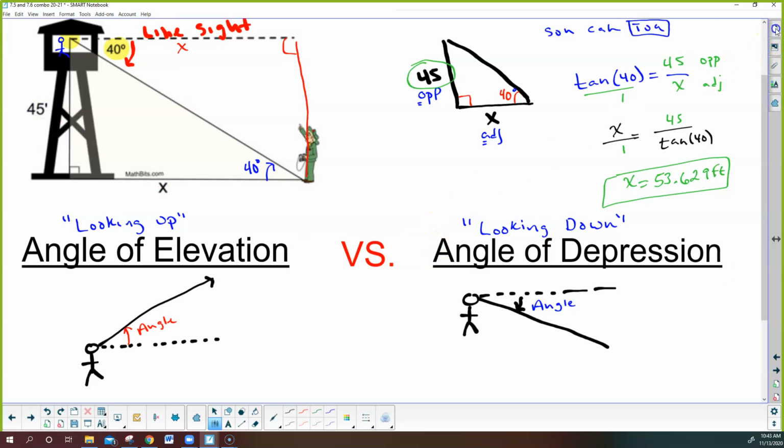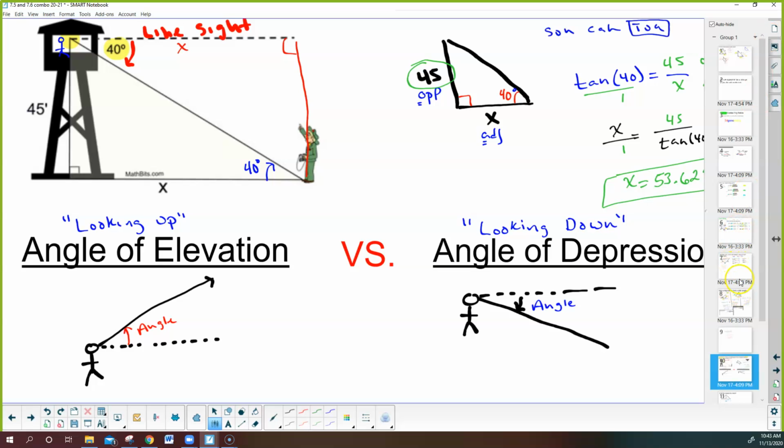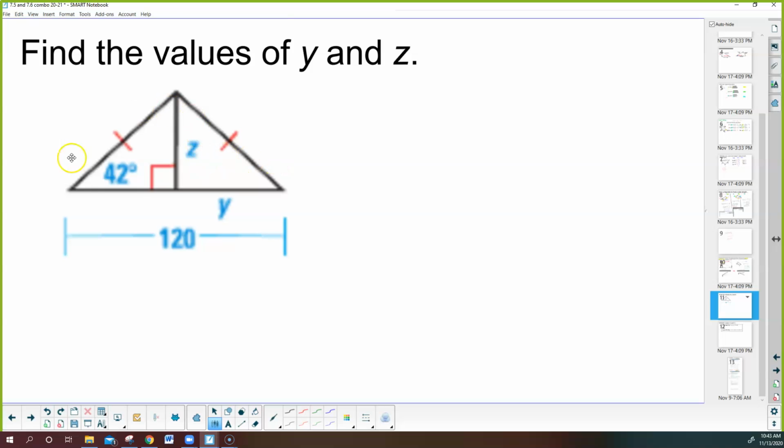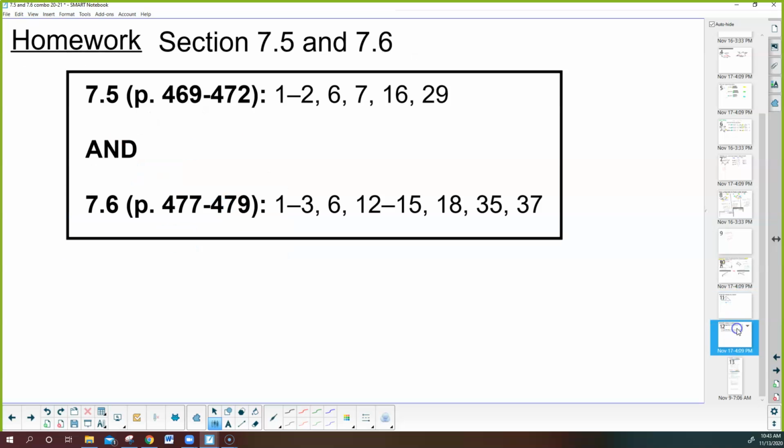Okay, so I am going to post these notes, so in case you missed anything, you can go back. We did not get to this problem right here. And my only hint with this problem would be to kind of split it up into specific triangles. It's just a multi-step problem, so it's not the end of the world.